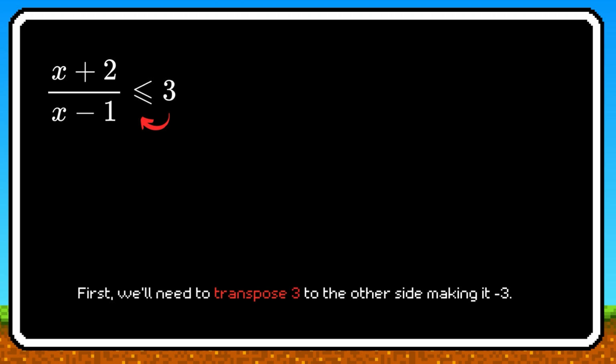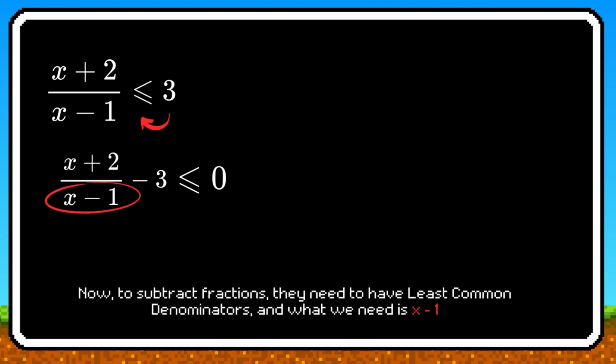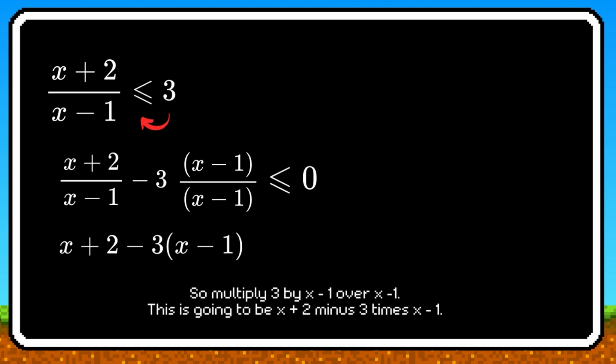First, we'll need to transpose 3 to the other side, making it negative 3. So it's going to be x plus 2 over x minus 1 minus 3 is less than or equal to 0. Now, to subtract fractions, they need to have least common denominators, and what we need is x minus 1. So multiply 3 by x minus 1 over x minus 1. This is going to be x plus 2 minus 3 times x minus 1.